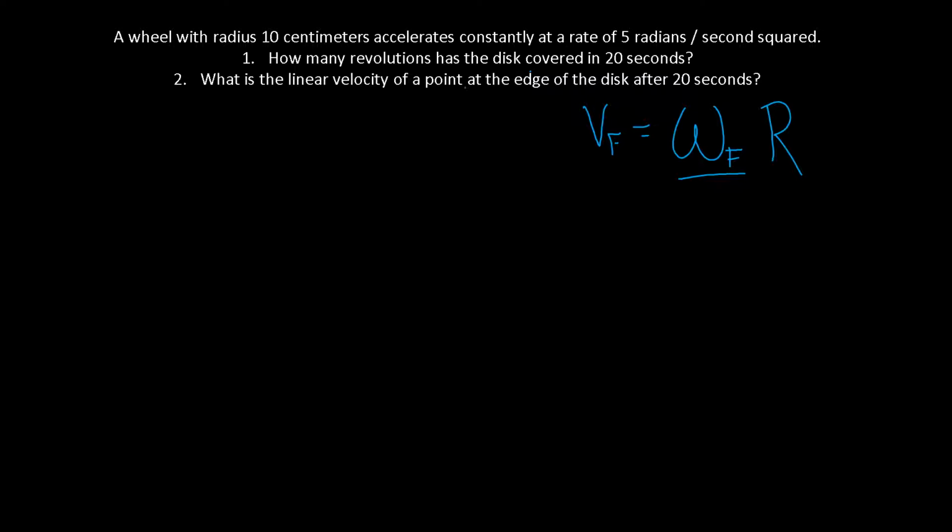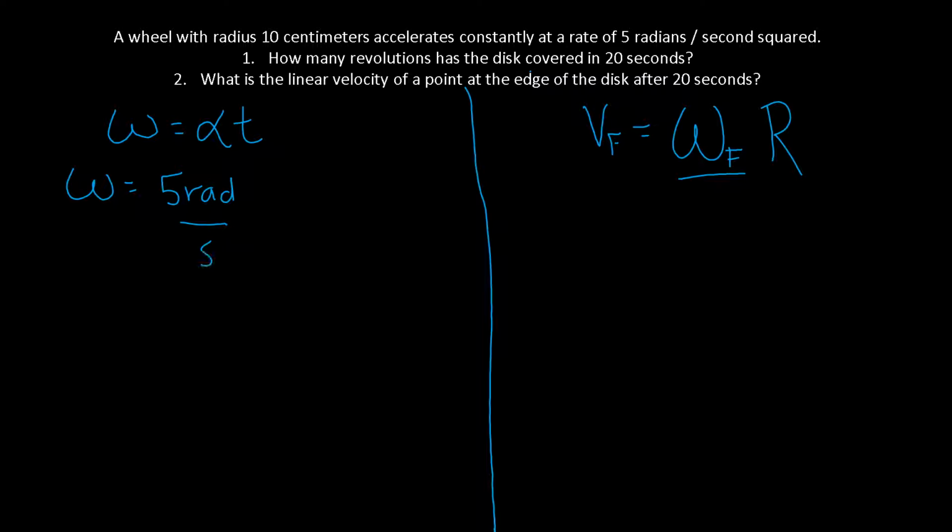So we need to calculate that first, and we can do that using the formula omega equals alpha times the time, where omega equals the angular velocity, alpha equals the angular acceleration, and t equals time. So we will plug in the information we know, which is alpha equals 5 radians per second squared, and the time is 20 seconds. This will give us a total of 100 radians per second.